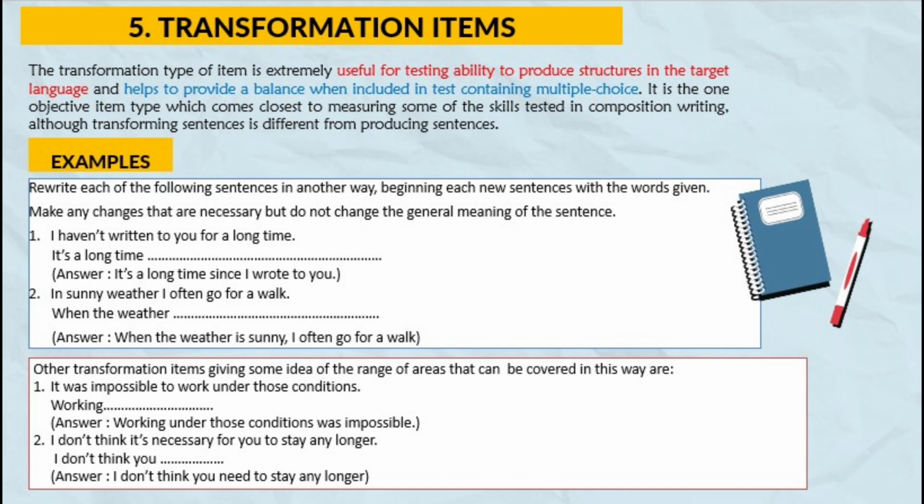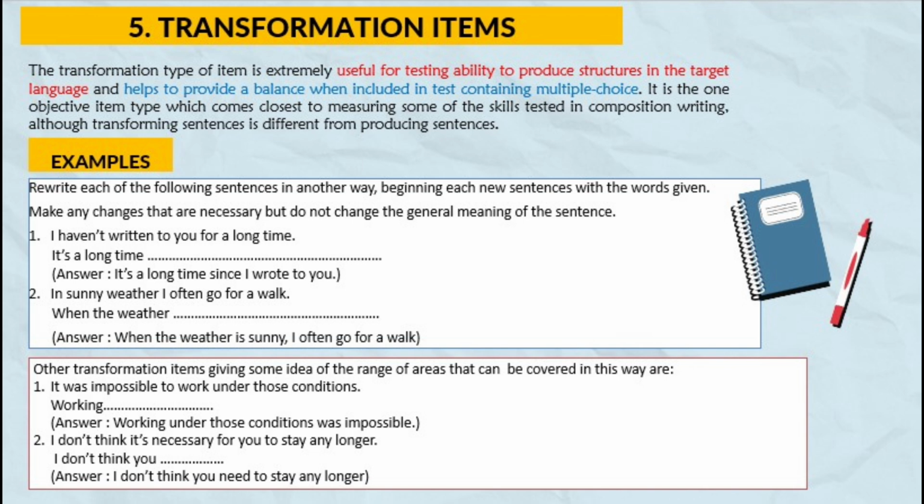The fifth type of testing grammar and usage is transformation items. This item is extremely useful for testing the ability to produce structures in the target language and helps to provide a balance when included in tests containing multiple choice. It is the one objective item type which comes closest to measuring some of the skills tested in composition writing, although transforming sentences is different from producing sentences. We can see here the examples.